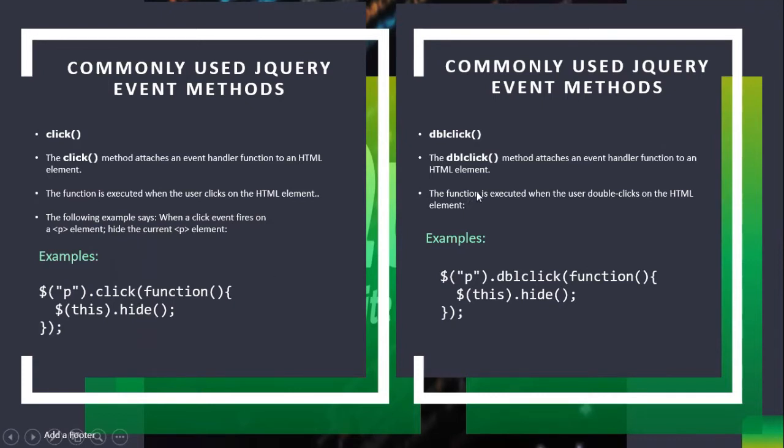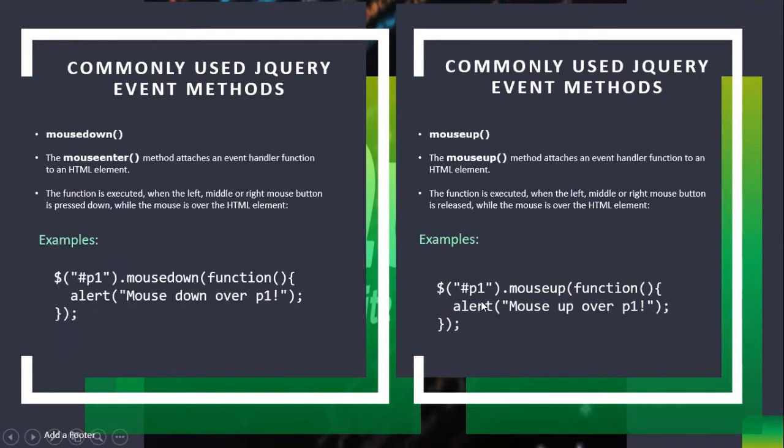The double click method attaches an event handler function to an HTML element. The function is executed when the user double clicks on the HTML element. It is similar to the previous code, but this one is double click only. So when we double click on a paragraph, that particular paragraph will be hidden.